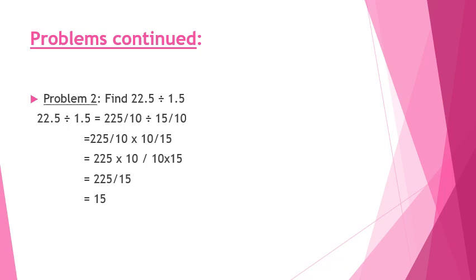Next problem, we have division of two decimal numbers, 22.5 divided by 1.5. So again, converting them into the fractional forms, we have 225 upon 10 divided by 15 upon 10. Converting the division sign into multiplication and the second fraction into reciprocal, we have 225 upon 10 into 10 upon 15. And when we solve it, we get 225 upon 15, or the answer as 15.